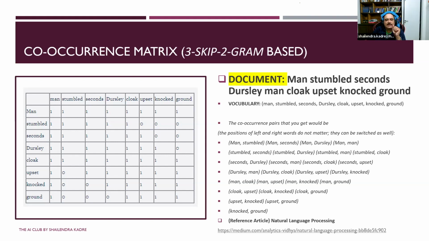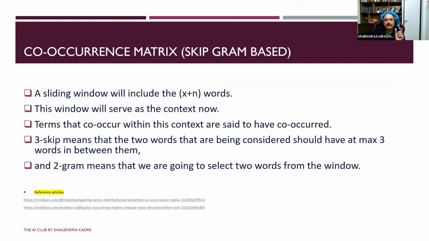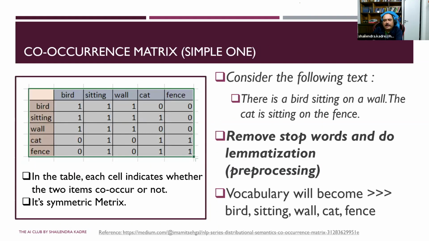Then we are discussing something called skip-gram: 3 skip and 2 gram. I'll tell you the meaning of skip and gram. Here, to find the co-occurrence matrix, our window was one complete sentence. If words are co-occurring in a complete sentence, whatever the length of the sentence, then we mark them as occurring together, 1, 1.